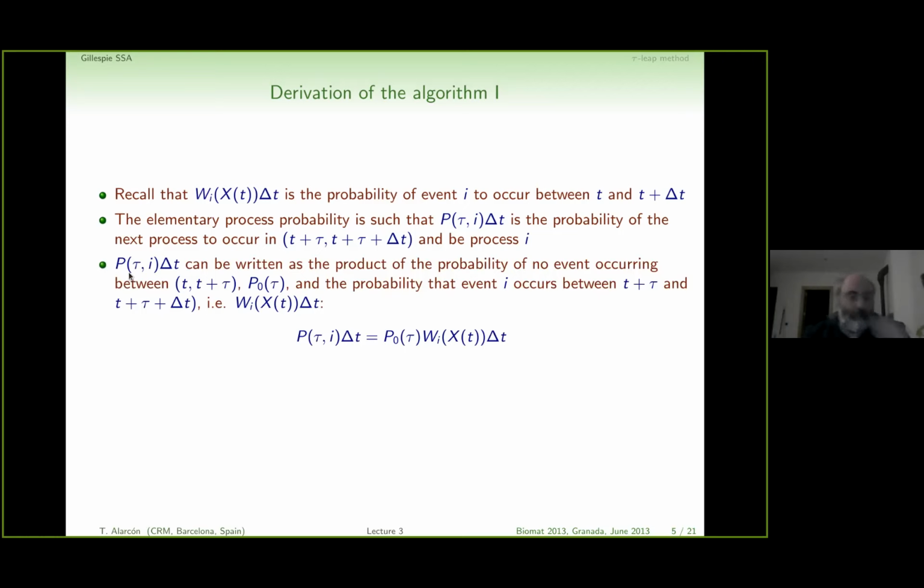Now, this quantity here can be written as the product of the probability that nothing occurs in this time interval, which we call P naught of tau, and the probability that the event I occurs between t plus tau and t plus tau plus delta t. So this is given by this quantity here.